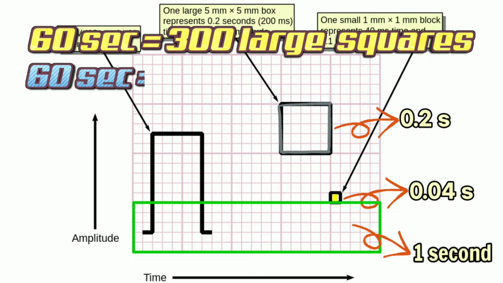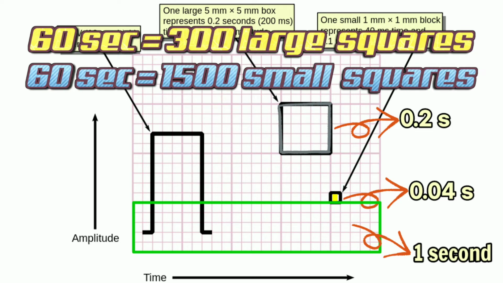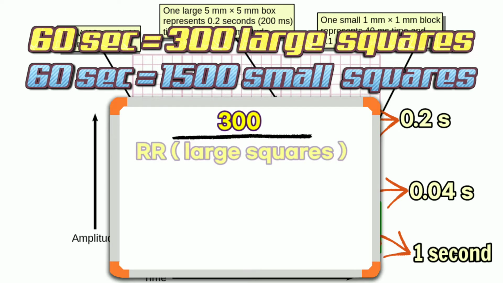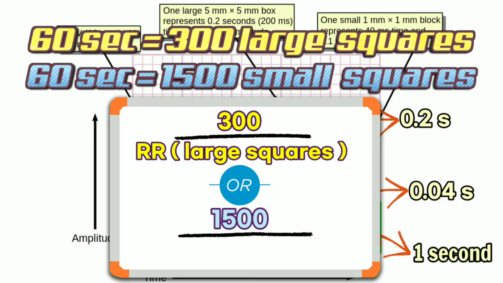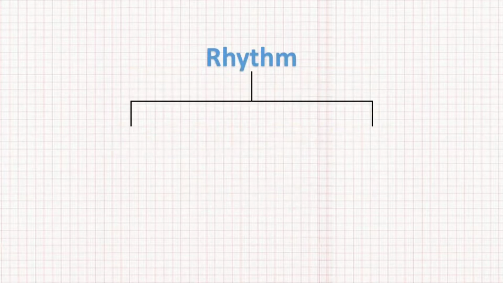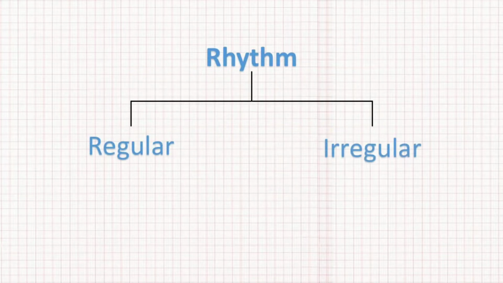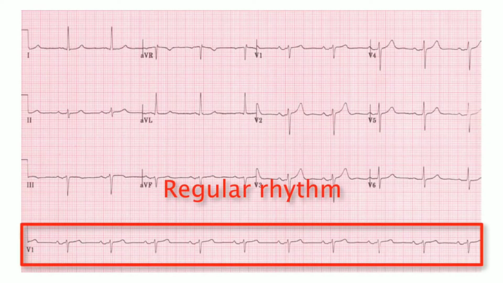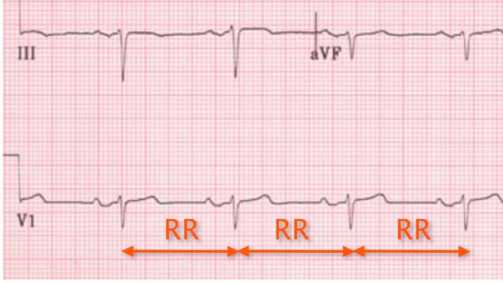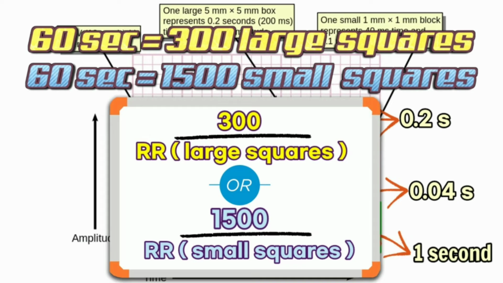Also 60 seconds could be coined as 1500 small squares. So the formula for heart rate is 300 divided by RR interval in large squares. Or similarly, 1500 divided by RR interval in small squares. Now the first step in calculating heart rate is to check the rhythm, whether it is regular or irregular. A regular rhythm is when the RR intervals are equal and consistent throughout the ECG. If the rhythm is regular, you can go ahead and directly use this formula.